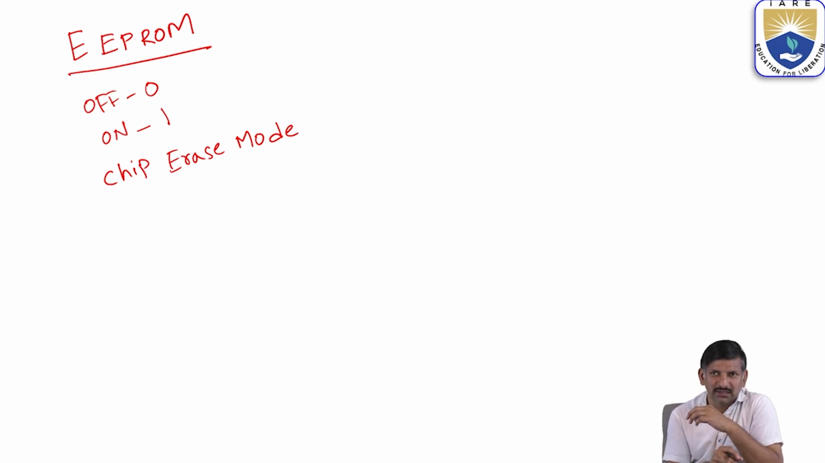So by using electronic signal, we can erase it. That is the advantage. By using chip erase mode, by using electronic signal, we can erase the data simply. No need to remove the components from the circuit board.